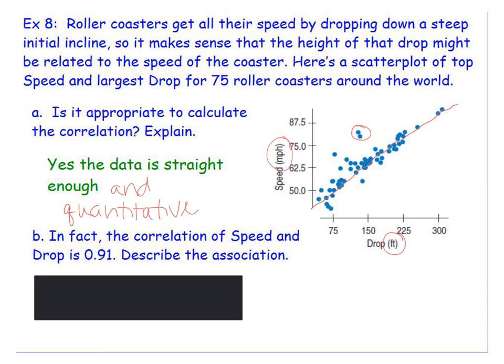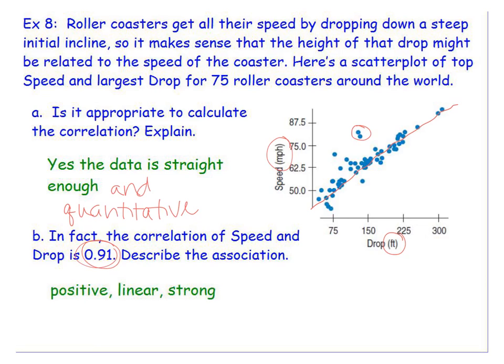So, in fact, the correlation of speed and drop, this is the correlation for this graph, 0.91. Based on that number, we're going to describe the association. The direction: that number is positive, which means the direction is positive. We already know it's linear because we discussed that in order to use correlation. And most importantly, the strength. 0.91 is in that top range, so this is a strong graph. So it is positive, we already knew it was linear, and it is strong.